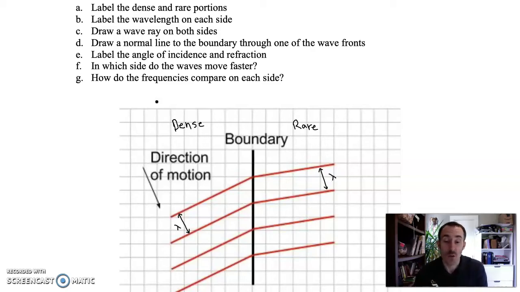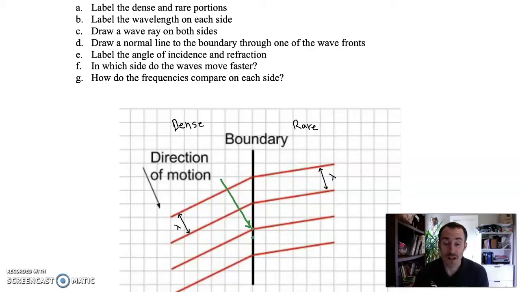Then we're supposed to draw the wave ray. Now the wave ray is just the arrow that shows you what direction the waves are traveling in. So the wave ray is always perpendicular to the wave fronts. I'm going to start my wave ray right over here, because that's going to be the easiest for the rest of this stuff. Okay, so I need to draw it perpendicular to the wave fronts, and I'm just going to do my best. It might not be perfect, but we'll give it a shot. There you go.